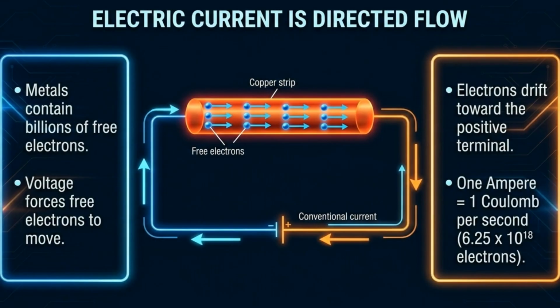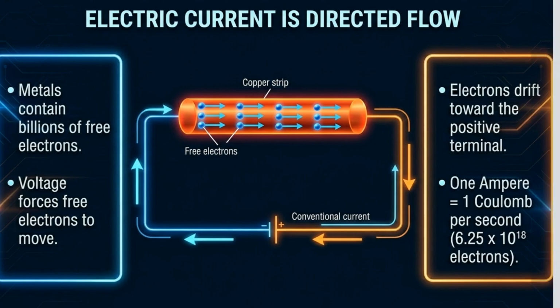Electric current is a directed flow. Metals have billions of free electrons. Voltage forces these free electrons to drift toward the positive terminal. 1 ampere equals 1 coulomb per second, which is about 6.25 by 10 to the power of 18 electrons.